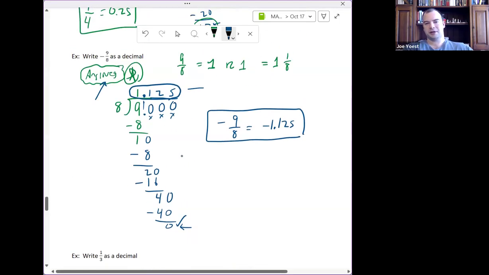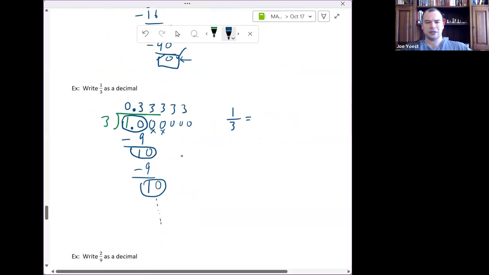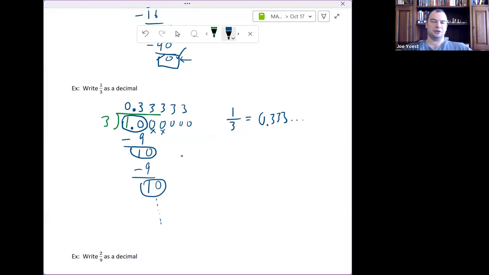Like 1.125 up here, when we got to the 5, we ended up with a 0 remainder, and that was it. If we tried to stick on another decimal place here, it would be just a whole bunch of zeros. There's nothing of substance after that 5. But here, sometimes we write 1/3 as 0.333 dot dot dot. It's just 0 point and then 3 going on forever. There's a 3 in the 10th place, a 3 in the 100th place, a 3 in the 1000th place, a 3 in the 10,000th place, and so on down the line.